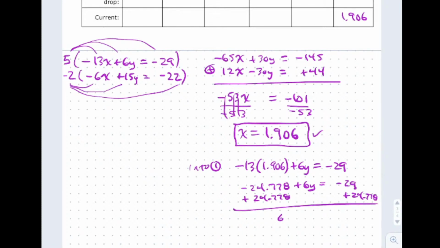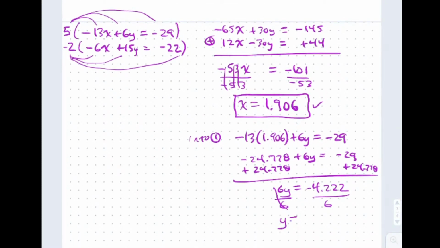That gives you a 6y on the left, and this gives me a what now? This gives me a negative 4.222. Lastly, shove the 6 underneath both sides so it cancels off the y. So I take that negative 4.222, divide it by 6, and I'm getting an answer of negative 0.704. Right? Negative 0.704.